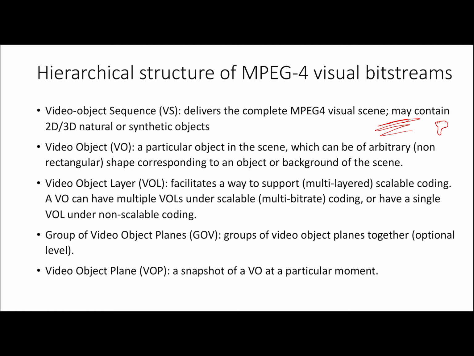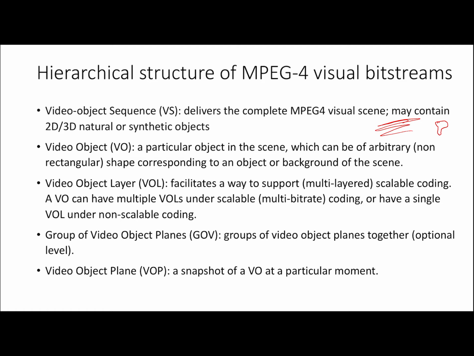The second is that each video sequence has one or many video objects, each being a particular object in the scene, which can be of arbitrary shape corresponding to an object or background. As we have seen, the hot air balloon is one video object, and the background which contains clouds can be considered as another video object.